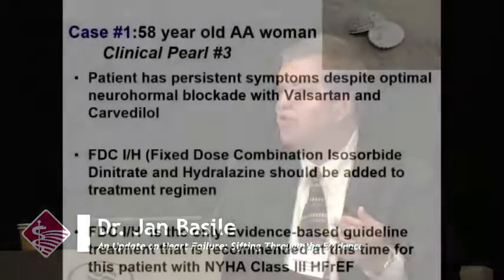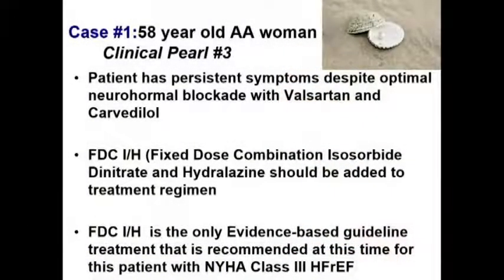So our patient, who is African American, is on valsartan and carvedilol. Yes, the valsartan probably could have gone up to 160 BID. She was on the valsartan because she had a cough. The Coreg is 25 BID, and now she's still having some problems with doing her daily housework, her chores. So what do we do? Well, in her case, we considered using isosorbide dinitrate and hydralazine.